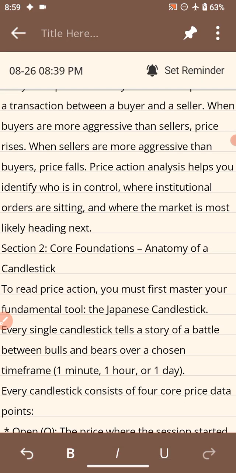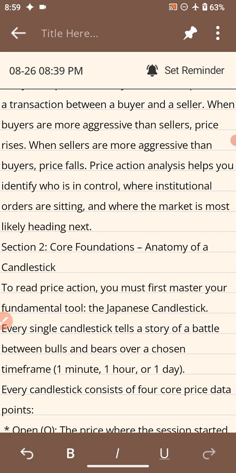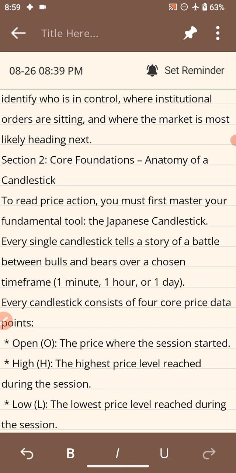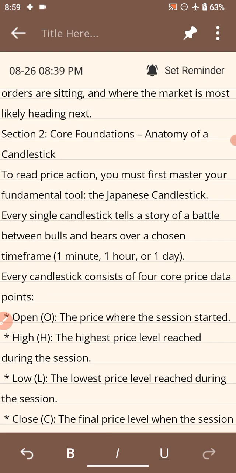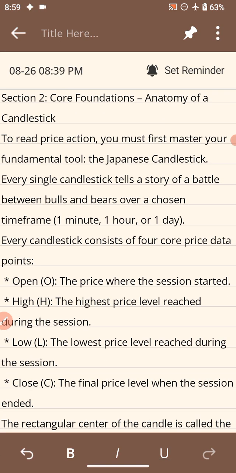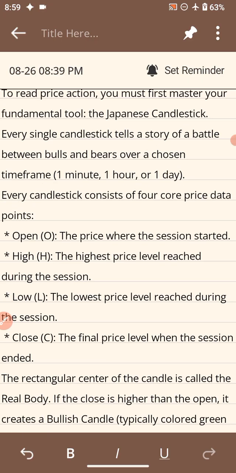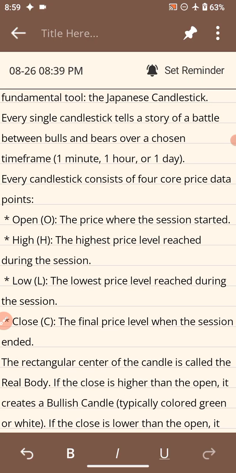Section 2, core foundations: anatomy of a candlestick. To read price action, you must first master your fundamental tool, the Japanese candlestick. Every single candlestick tells a story of a battle between bulls and bears over a chosen time frame: 1 minute, 1 hour, or 1 day. Every candlestick consists of 4 core price data points. The open, which is the O.